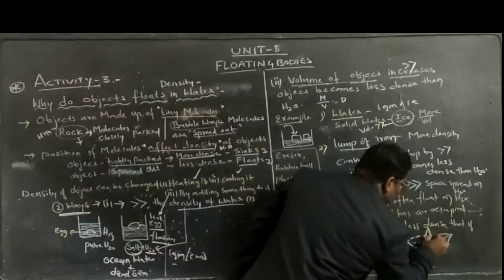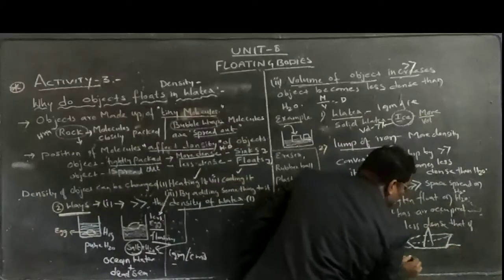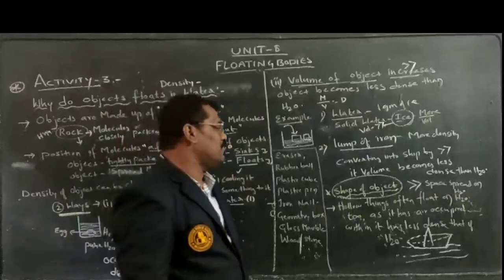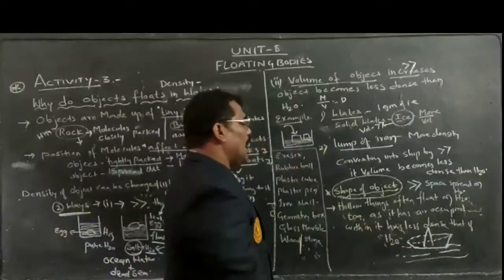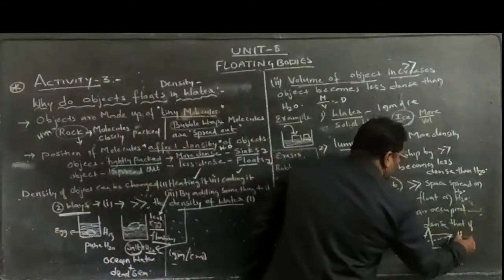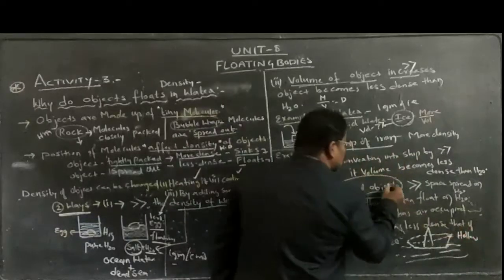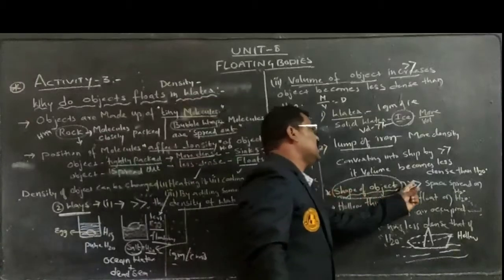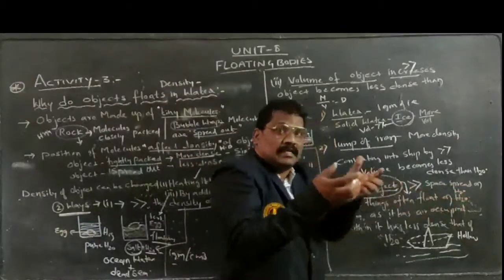What happens to that one? It will be floating on the surface of the water. Why? A hollow thing, what shape is it existing in? A hollow shape. The shape of an object also plays a big role. Shape of an object means increasing the space, spread out, increasing the space.